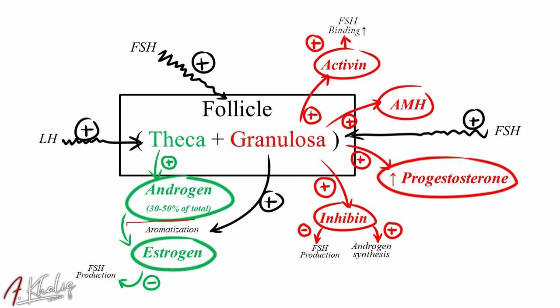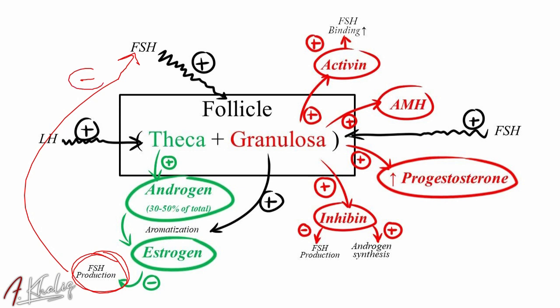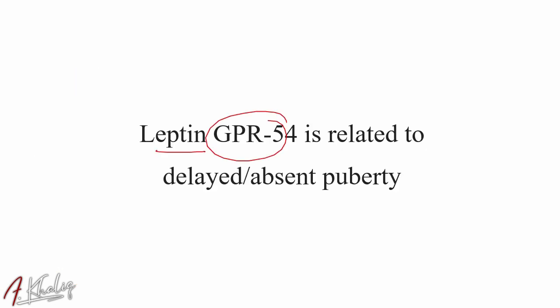Now, this is through the process of aromatization. What happens is this FSH is going to stimulate the granulosa cells. Then these granulosa cells are going to convert these androgens into estrogen, and this is called aromatization, and that's going to happen in the peripheral tissues. This estrogen is going to inhibit the production of this FSH through the negative feedback loop. Leptin GPR54 is related to delayed or absent puberty.